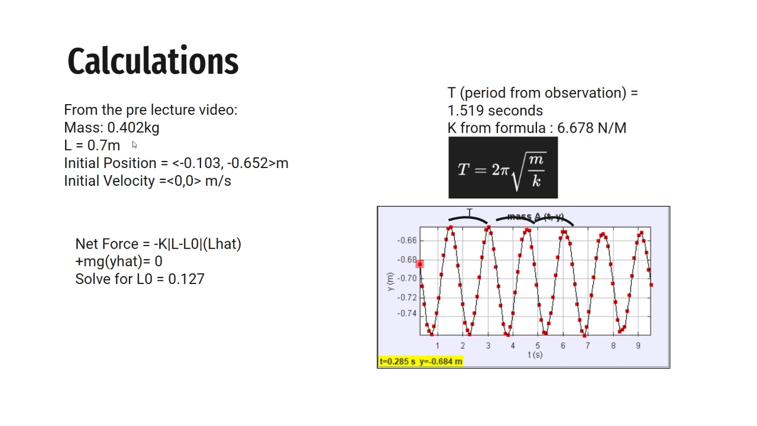Calculations: the mass was 0.402 kilograms, and L was 0.7 meters from the pre-lecture video. Its initial position from my Tracker was negative 0.103, negative 0.652 meters. Its initial velocity was 0 because it was let go, so I used this formula here to solve for L0, which is 0.1277 meters. Here the period from observation was 1.519 seconds from these peaks of the graph, and using this formula right here, k was solved to be 6.678 newtons per meter.